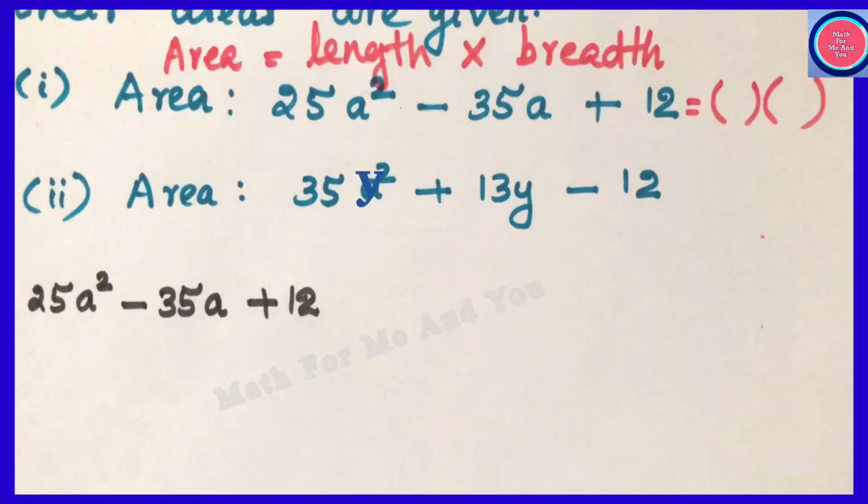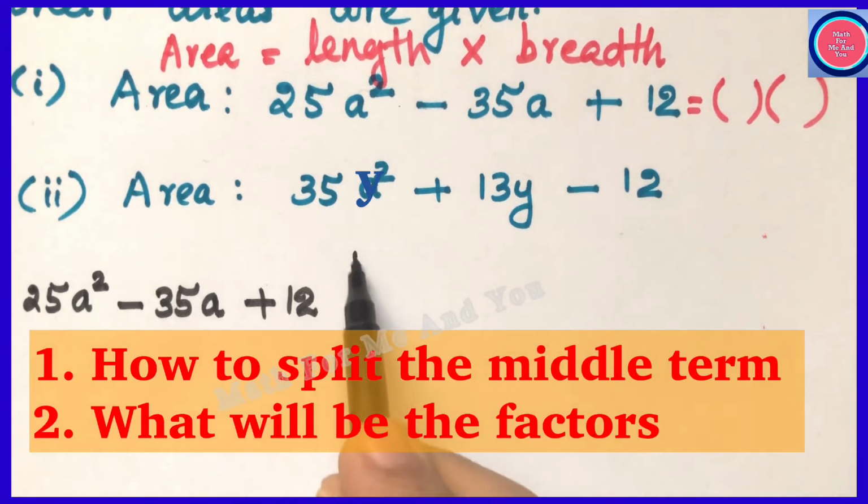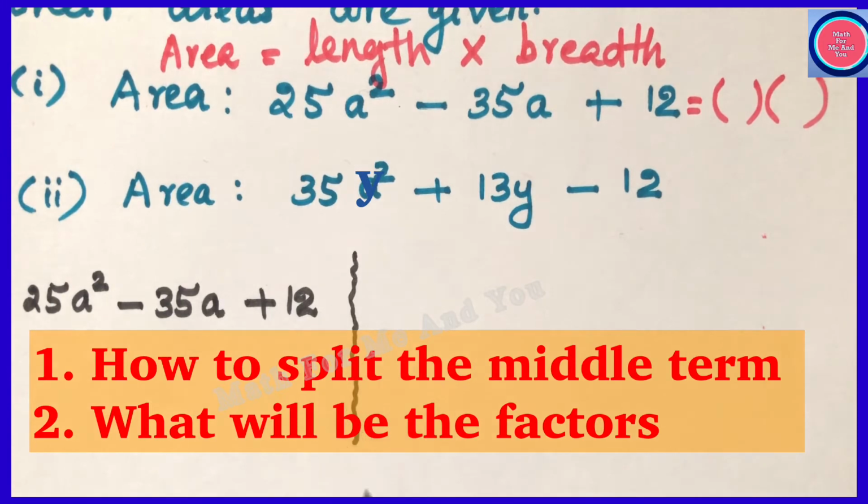Look at part 1, 25a square minus 35a plus 12. This is a quadratic expression because the highest power of the variable a is 2. We have studied to factorize a quadratic polynomial by splitting its middle term. Many students face difficulties with splitting the middle term. I'm going to give you a very easy method in which you will get an idea how to split the middle term and you will get the factors as well.